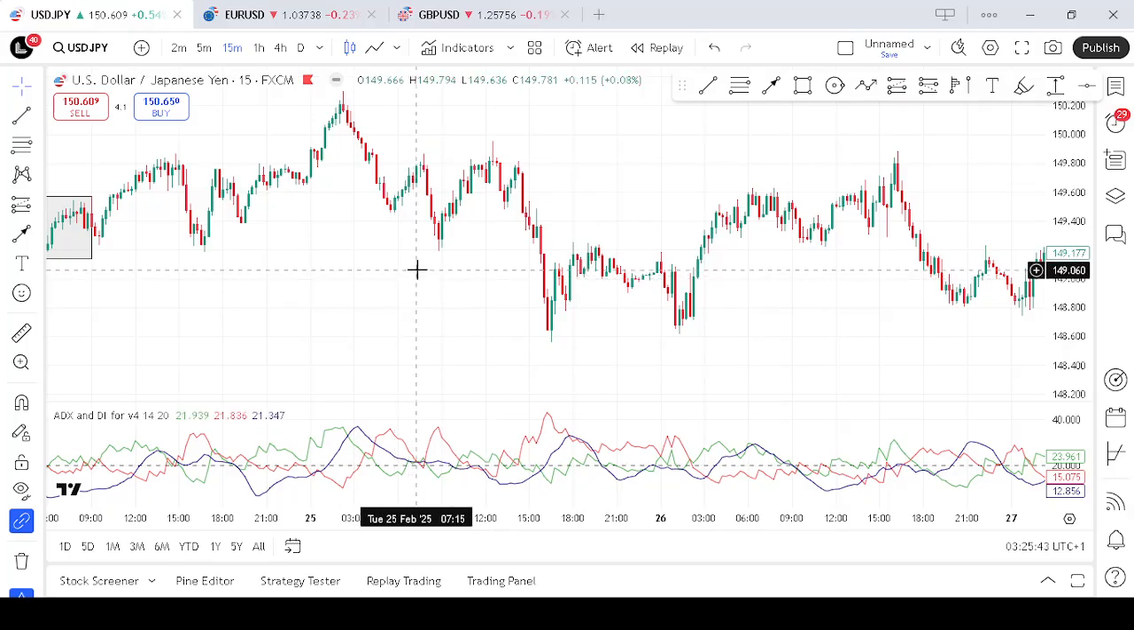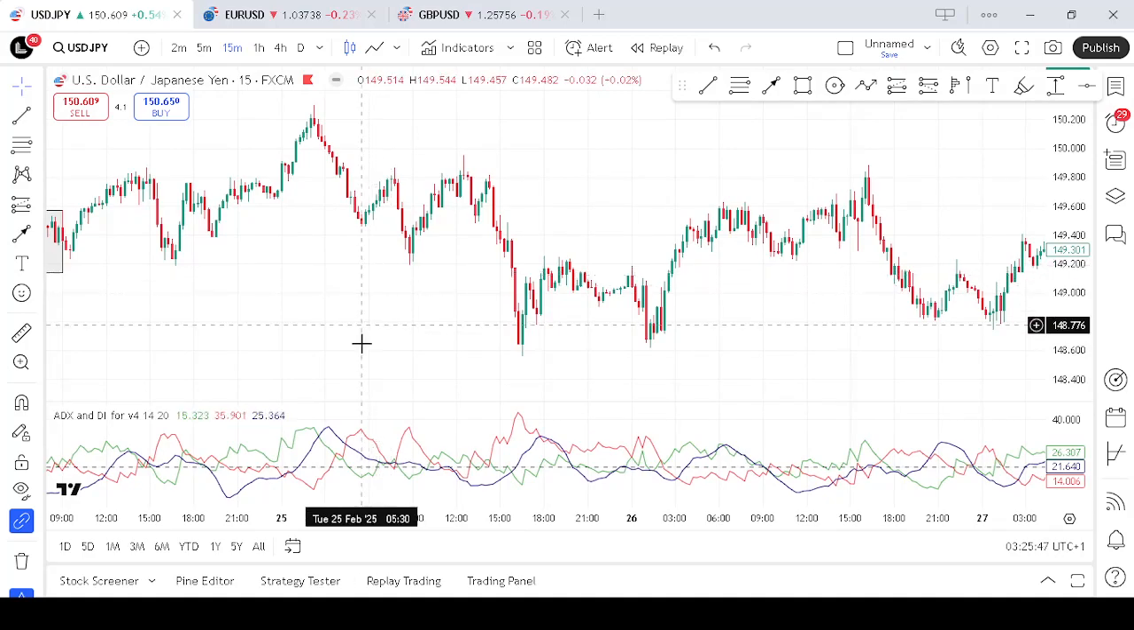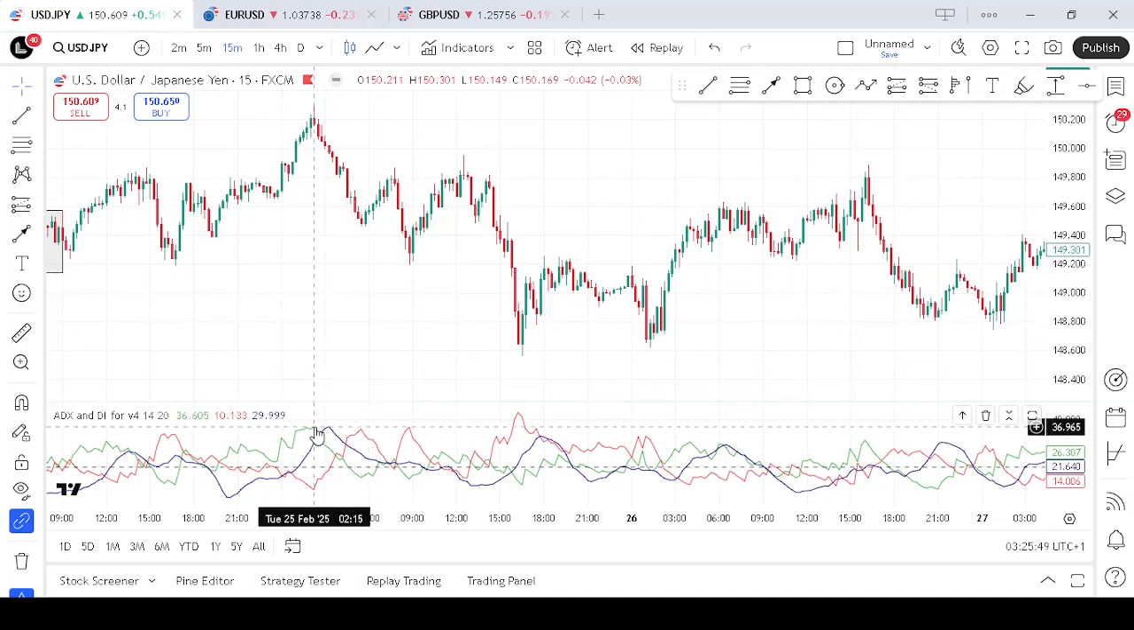To implement this strategy, you need to set up your ADX indicator on your chart with the 14 period settings, which is the most commonly used way to set up the ADX.